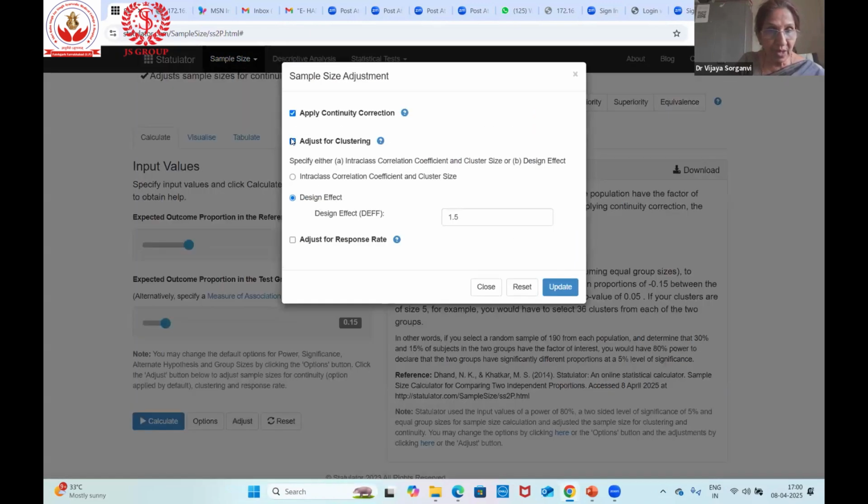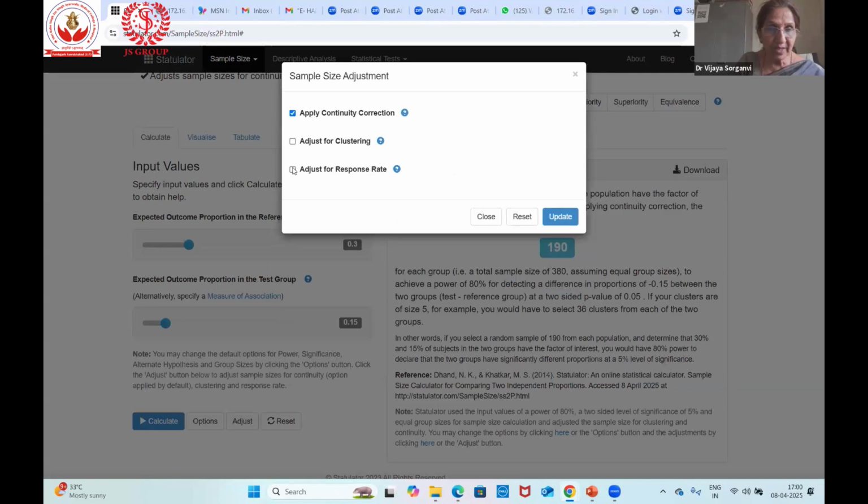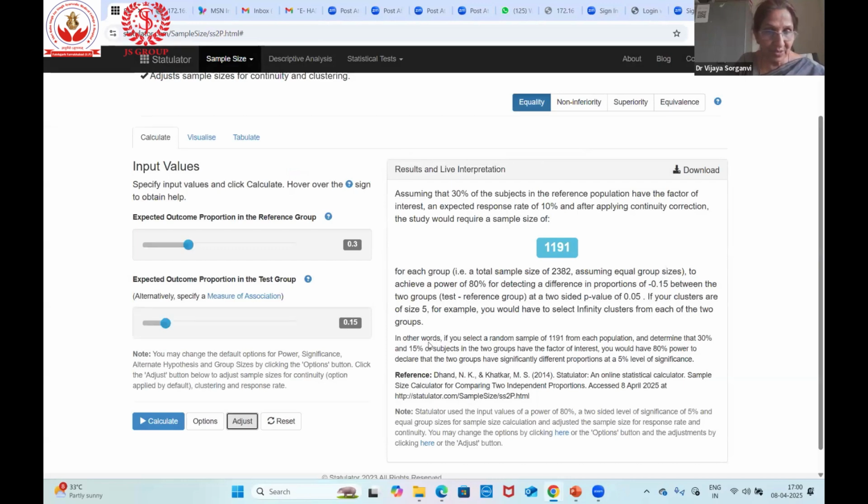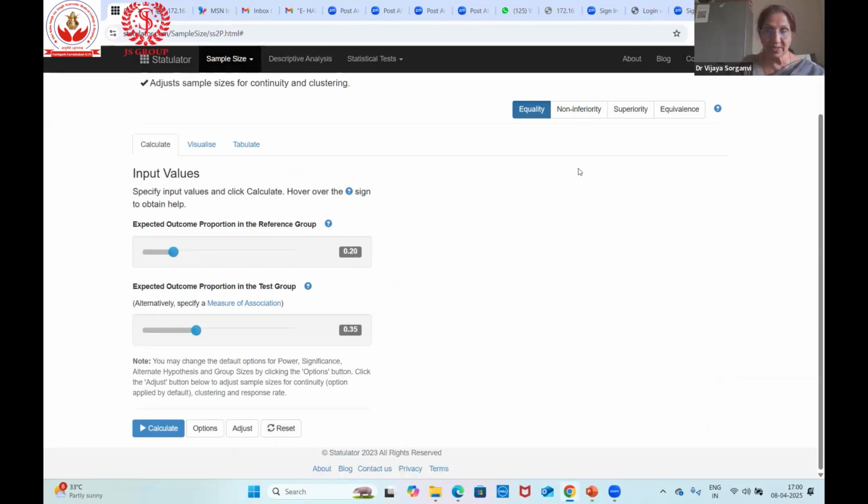So again, go to adjust. Now adjust for response. It is not that we have to select only one. We can adjust for clustering and then adjust for response rate. If you want to add a non-response rate of 10%, you can do both, or you can select any one also. So you take 10% of that, update it, and it will increase the sample size. Okay, so I reset it for default results. So this is how we calculate sample size for two groups for a qualitative type of study using proportions.